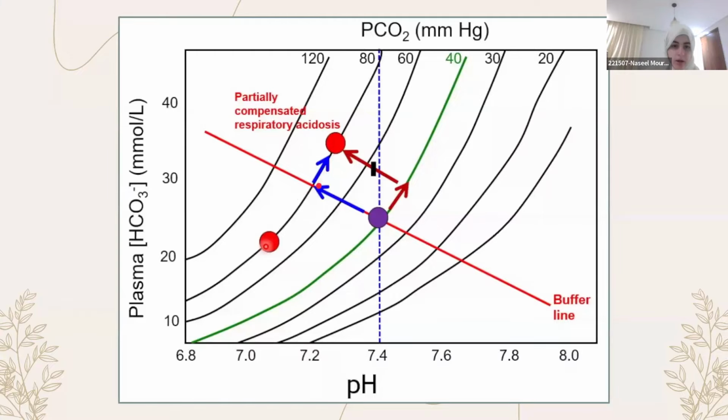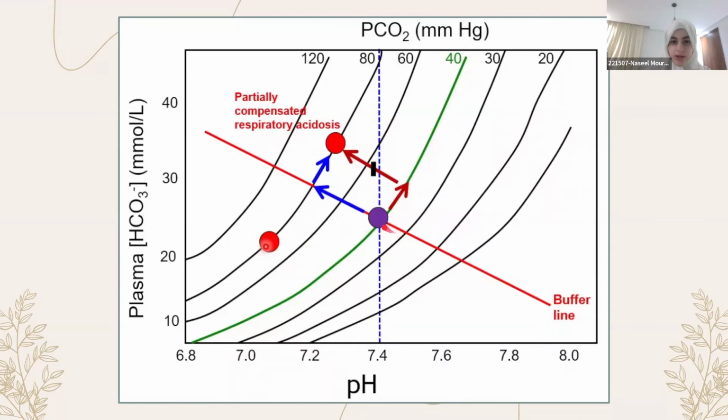Excellent. Okay, what about this red dot here? This other one. Can you guys tell me what kind of disturbance you are having, and whether you are having a compensation or not? We know it's acidosis. It's on the lower side of the pH. But is it respiratory or metabolic? Now this one's a bit tricky. Okay, you're saying it's both. That's correct. Okay, now how does that work?